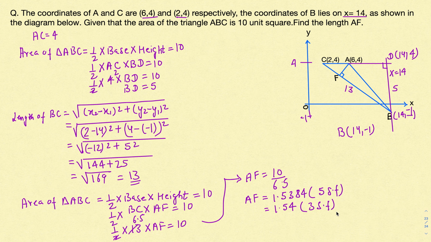SF means significant figures. So when I say 3 SF, it means up to 3 significant figures. So the solution for this question is that the length of AF is equal to 1.54. Because no unit is given, we can just say the length is 1.54 up to 3 SF. So that's the solution.